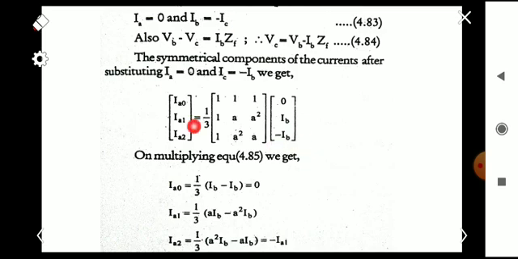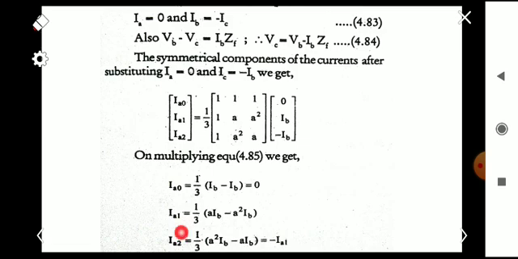By solving the matrix equation we will get IA0 equal to 0, and IA1 equal to 1 by 3 into A into IB minus A square into IB. IA2 is equal to 1 by 3 into A square into IB minus A into IB, which means IA2 is equal to minus IA1. This is a very important equation.